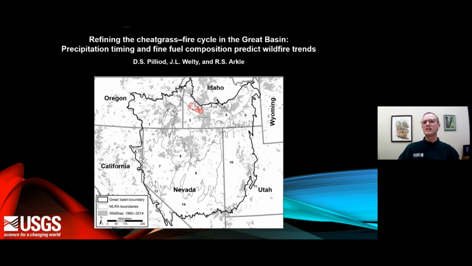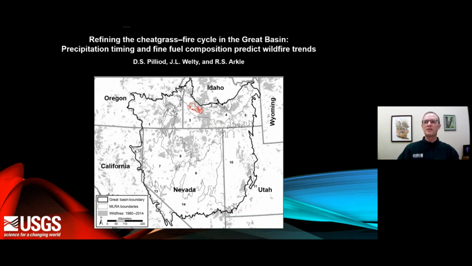In 2017, David Pilliot, Robert Arkell, and I published a paper looking at how precipitation and vegetation conditions drove wildfire trends in the Great Basin. The Great Basin is a cold desert located in Nevada and parts of the surrounding states shown in the dark black outline. It is primarily composed of shrublands and grasslands with forests present only in the higher mountain elevations.